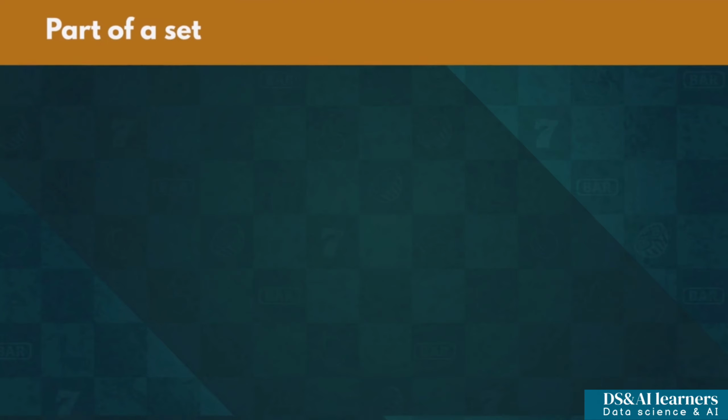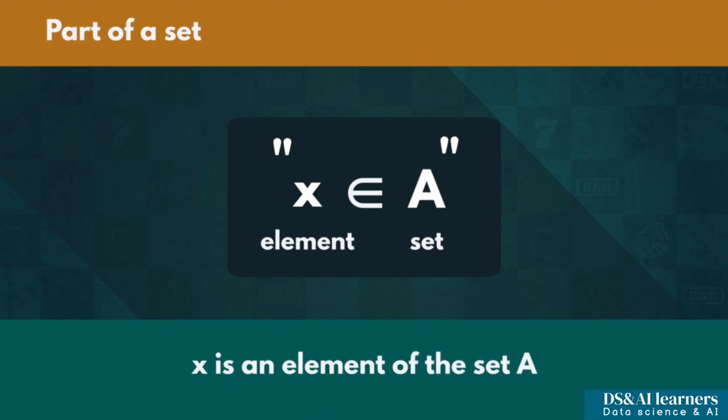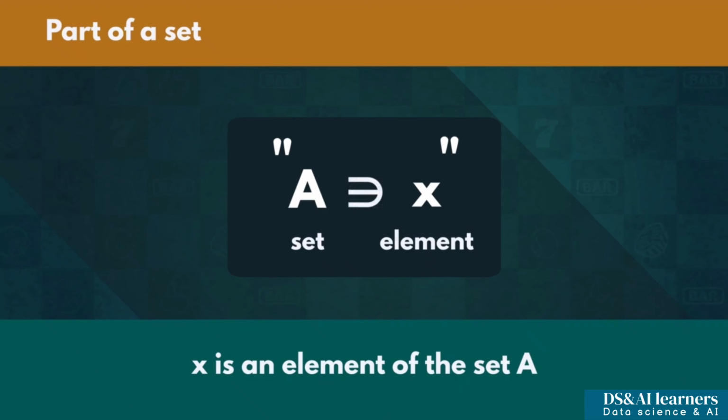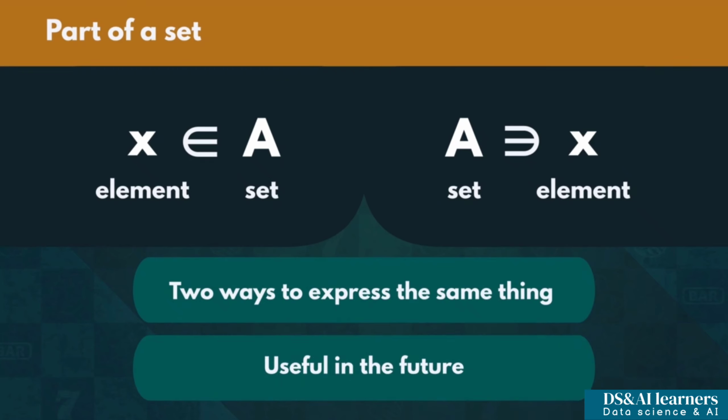When working with them, we often want to express if an element is part of a set. The symbol we use to denote that is the ∈ symbol. We read it as "is an element of," or simply "in." For instance, the following statement reads as X in A, meaning X is an element of the set A. If we want to state that the set A has an element X, we just change the order and flip the symbol 180 degrees. The new expression reads as A contains X. Having two ways to express the same thing may seem redundant, but it may prove useful for you in the future.